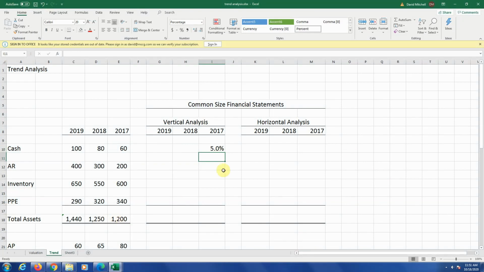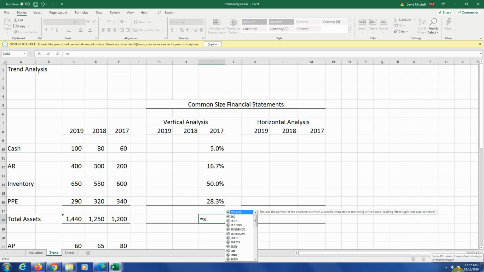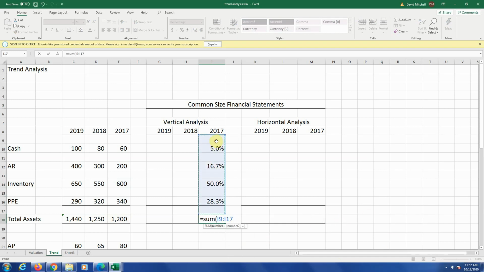Same thing for accounts receivable. And once we do this, we can copy and paste, and it's relatively easy. Our accounts receivable would just be 200 divided by total assets. Inventory, 600 divided by total assets, which is 50%, and so on and so forth. And then obviously our total assets divided by total assets would equal 100%.